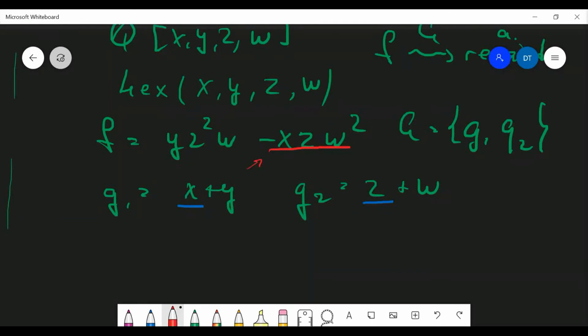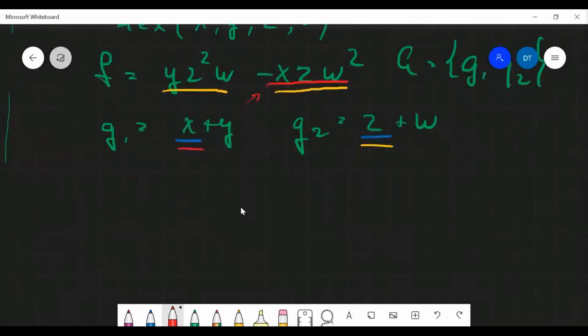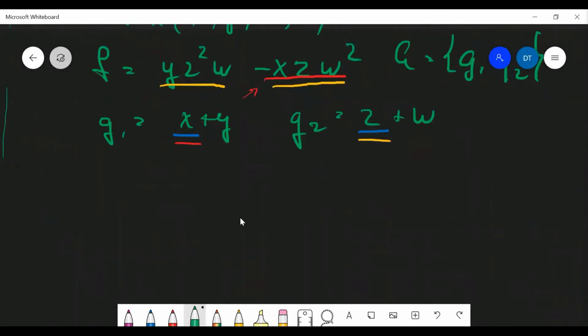And if you want to reduce this polynomial with respect to G2, you need to find monomials divisible by z. And here you have two options. You may reduce this part or this part using G2. So let me underline this by the corresponding color. Okay, so let's do it. So how do you do this? Let's try to reduce f with respect to G1.